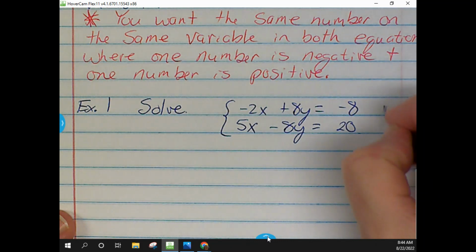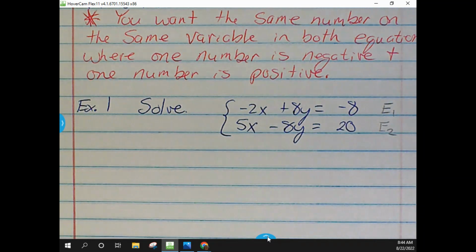A lot of times on the end, if I'm writing these out, I'm going to put like an E1 and an E2 over here. So know that if we start talking about this, especially in class, I'm going to say, are you talking about the top equation or the bottom equation? When we start doing stuff with three, it's a little bit easier to say it's equation 1, 2, or 3. So I'm just going to go ahead and label this over here so that we know exactly what's happening when we get to the next examples.